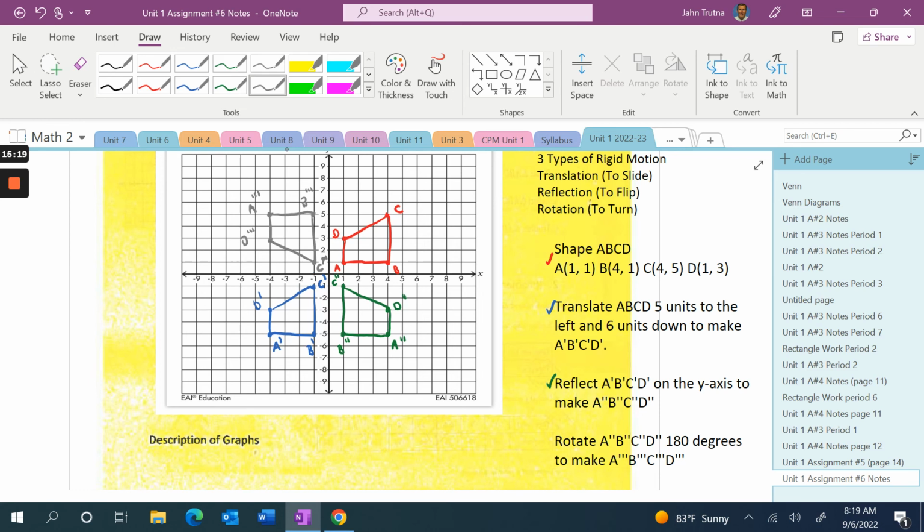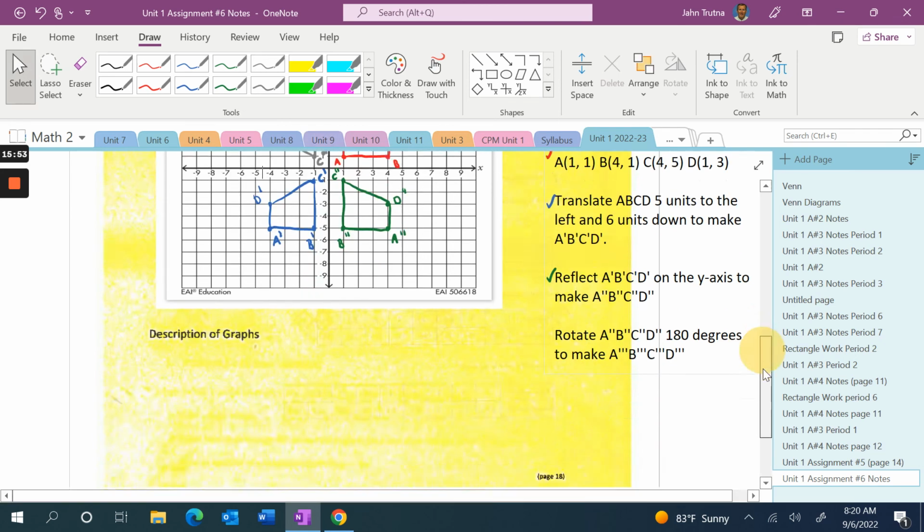So what we've done is we started with the original shape, ABCD. We translated it down to the blue shape, A prime, B prime, C prime, D prime. Then we reflected the blue shape over the y-axis and made A double prime, B double prime, C double prime, D double prime, which is the green shape. Then we took that green shape and we rotated it 180 degrees back up here to the gray shape to make A triple prime, B triple prime, C triple prime, D triple prime.